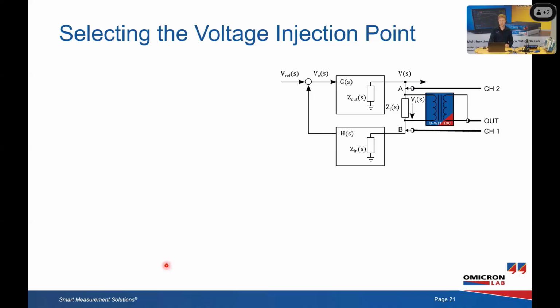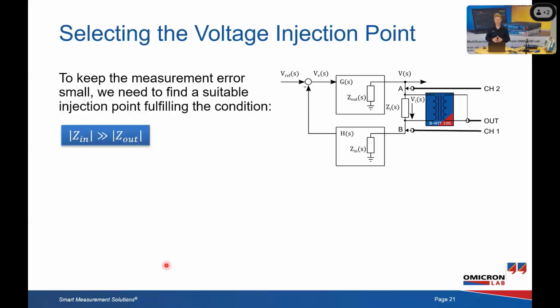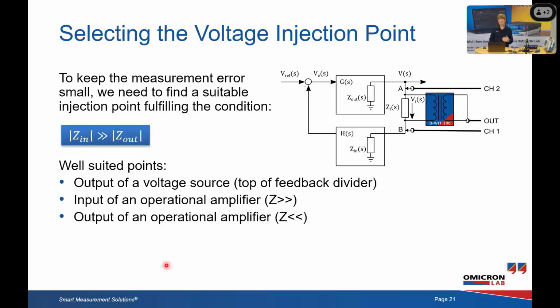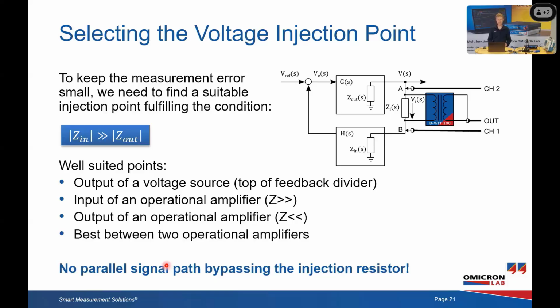So when we select such an injection point in a control loop system, we need to find a suitable injection point that fulfills that condition, that the impedance in forward direction, or in loop direction, is significantly larger than the impedance looking backwards. Points that are typically well suited are the output of the voltage source, that's at the top of the feedback divider, the input of an operational amplifier that typically has a very large impedance, the output of an operational amplifier that typically has a very small impedance, best case, of course, between two operational amplifiers. Another condition that is important: make sure that no signal is bypassing the injection point, otherwise you're not measuring the complete loop, because there could be a parallel loop that does something else.